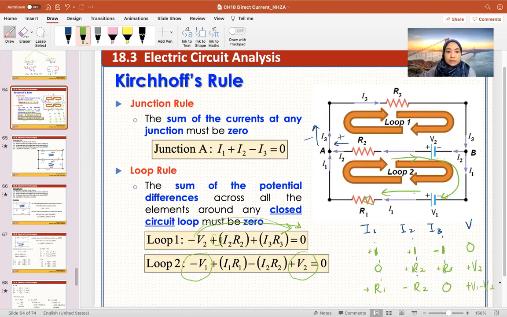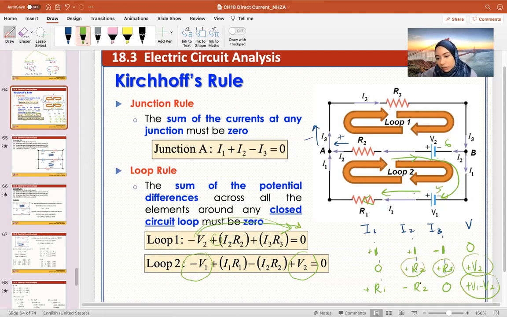Okay, typically they will tell you what is the value of your battery. Let's say V1 is 5, V2 is 6. So you have values for this. Your resistors have values, right? The only thing that you don't have values for is your I1, I2, I3. So this is where you use your calculator and solve using this matrix. I don't know if you know how to use your calculator for matrices.